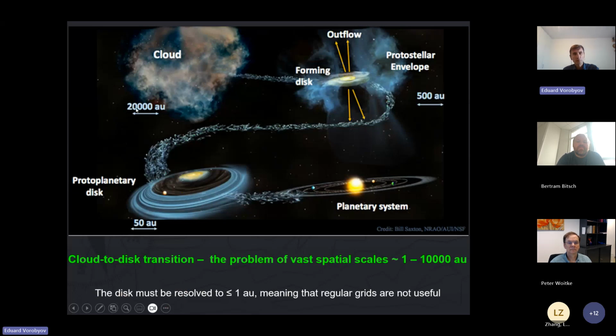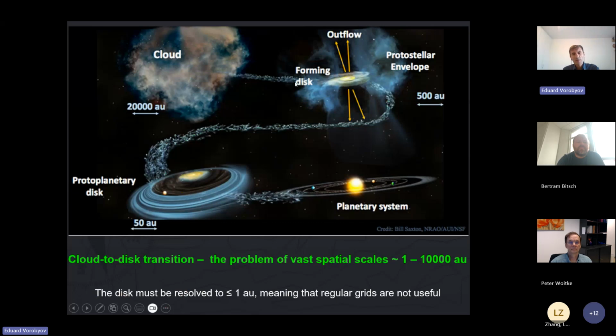220,000 astronomical units, something like that, and how it transits into a protostar and a protoplanetary disk, which is much smaller in size. And this is the challenge of this sort of simulations.